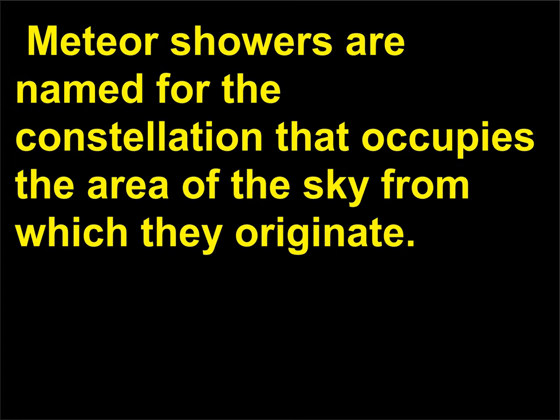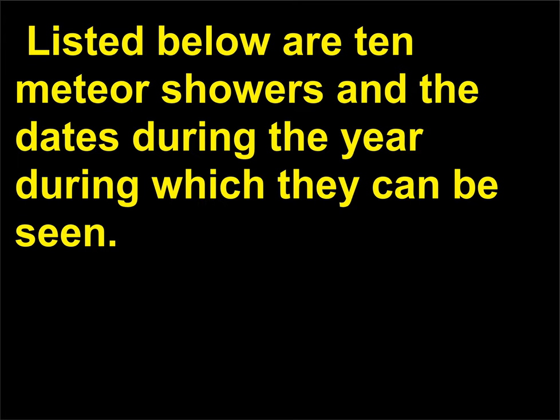Meteor showers are named for the constellation that occupies the area of the sky from which they originate. Listed below are 10 meteor showers and the dates during the year during which they can be seen.